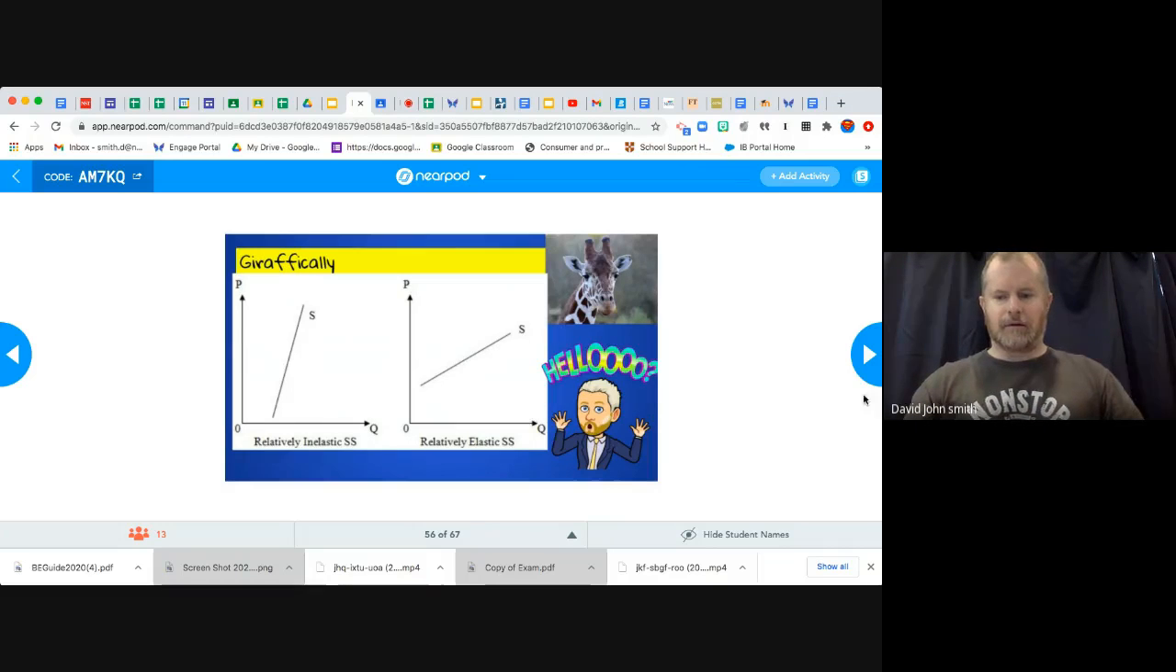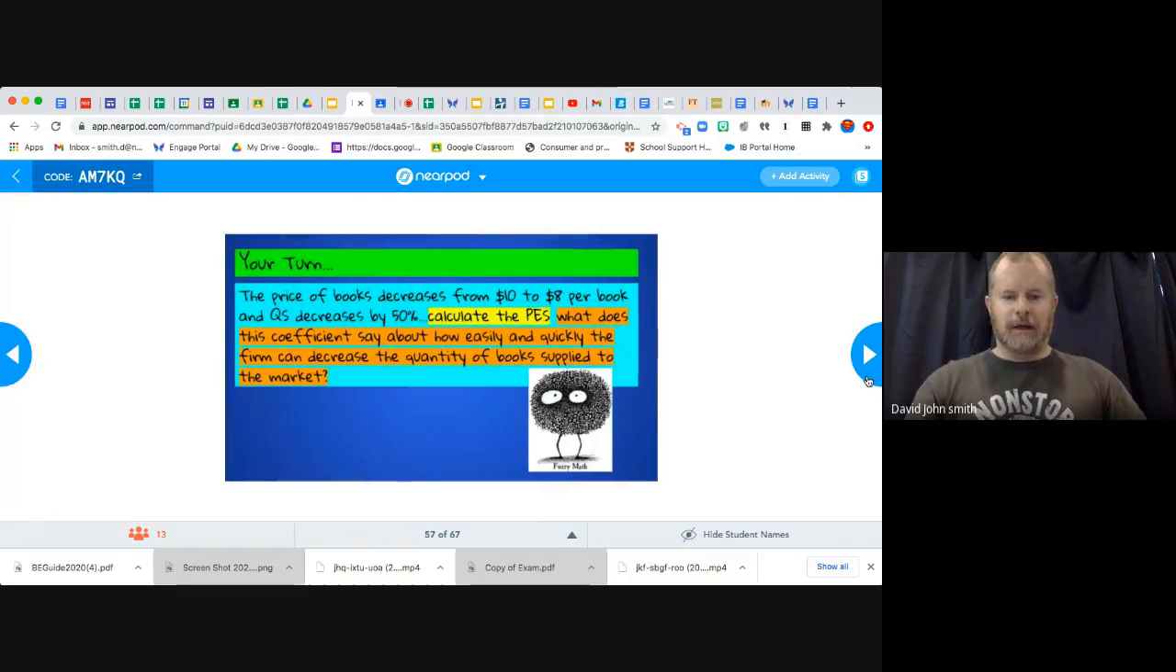So if we move on, that's what the curves look like graphically. Now here's one. Look at this one. The price of books has decreased from $10 to $8 per book. Quantity supplied has decreased by 50%. All right, so I'm wanting you to calculate the PES, and what does that coefficient say?